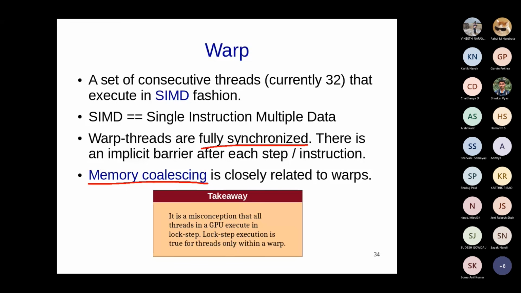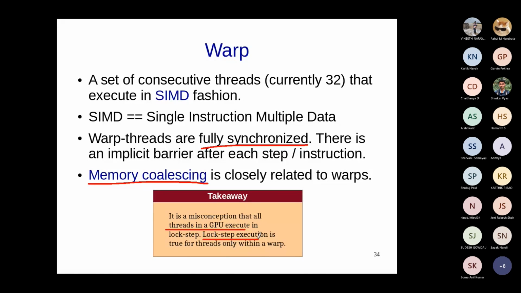One mistake that people sometimes make, a misconception, is that all the threads in the GPU execute the same instruction at the same time. This is a misconception. That doesn't happen. Lockstep execution is true only for the 32 threads of the warp. Across warps, you can execute any arbitrary instructions, okay?